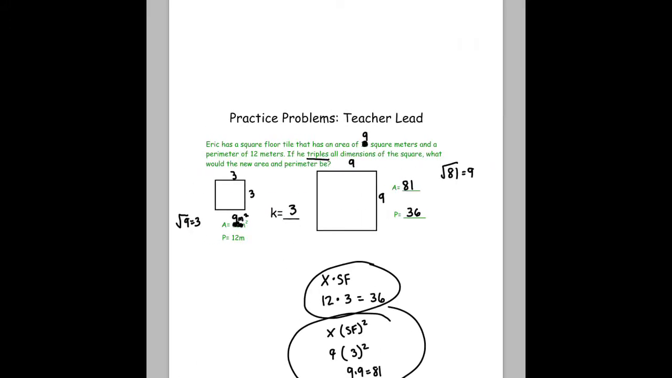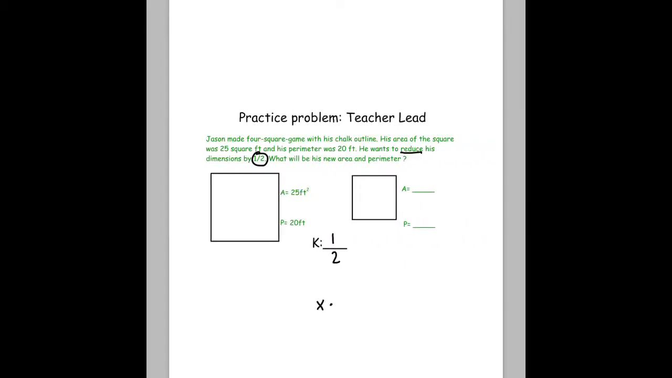Well, let's look. We need to find the perimeter first, and we used x times the scale factor. Our perimeter is 20 times 1/2. Another way to write this is 20 divided by 2, which is 10. So our new perimeter is 10. And then we have x times the scale factor squared. X is 25. The scale factor is 1/2 to the power of 2. 1/2 times 1/2 is 1/4.